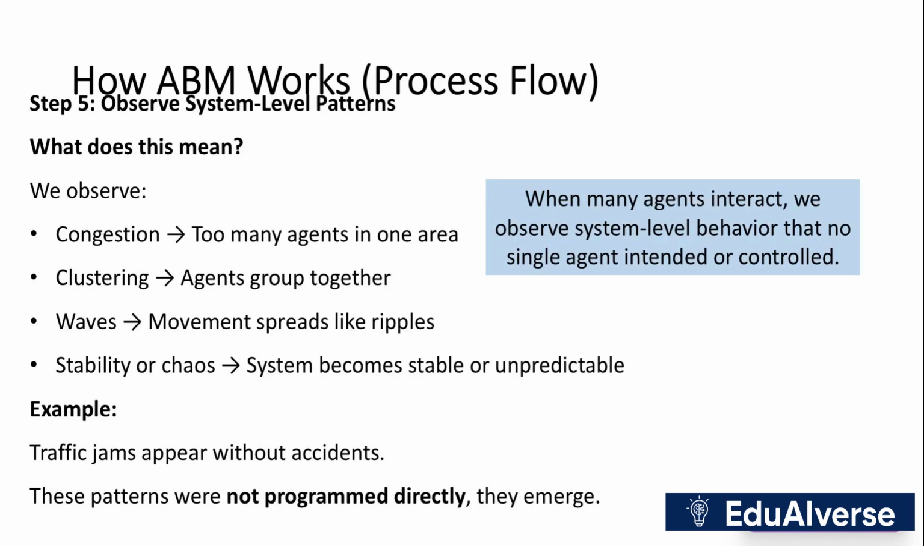Observing system-level patterns involves seeing how interactions lead to behaviors that no single agent intended or controlled. Examples include congestion, clustering, and stability or chaos. These patterns emerge naturally, not programmed directly.